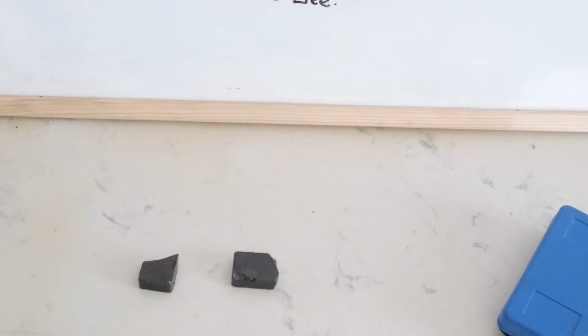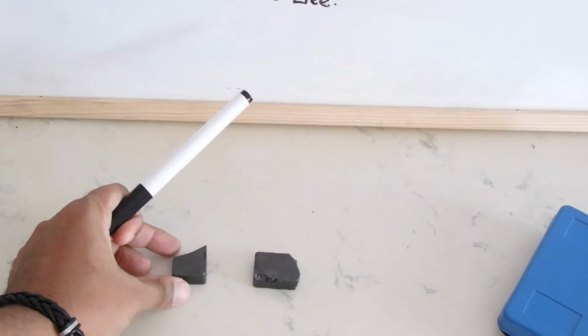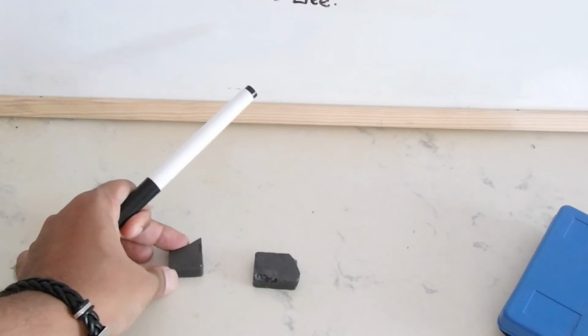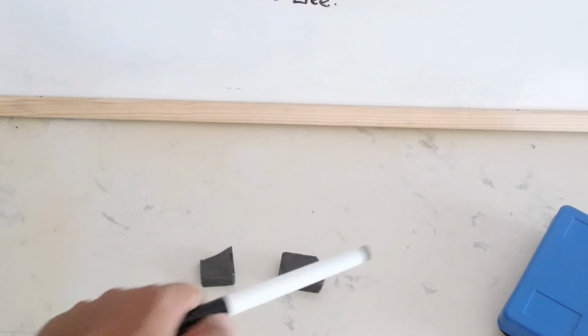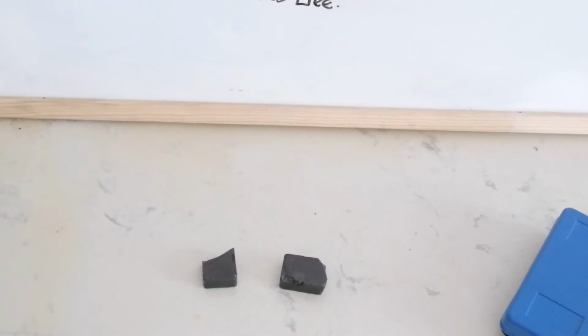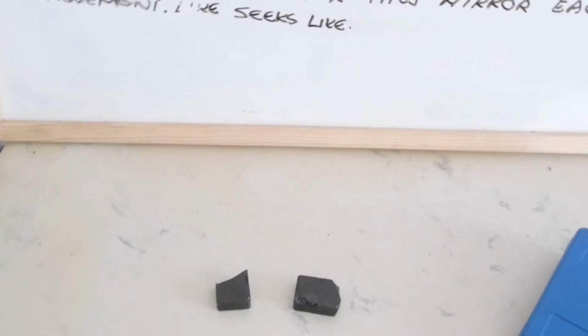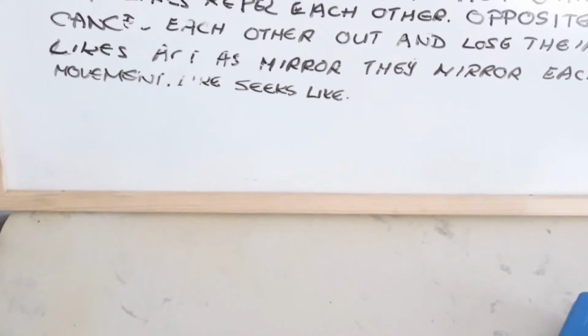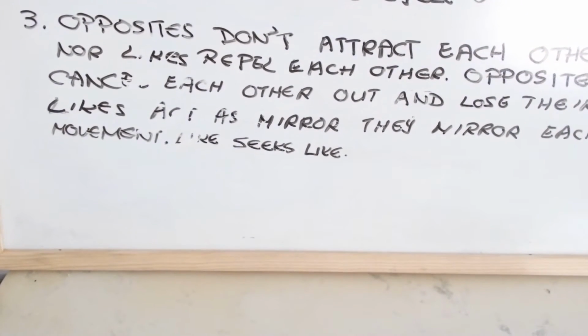So what's going on is that it's not repulsion. I would say that they act as mirrors. They reflect each other's movement. If this comes close and this moves a little bit, boom, this moves also. So it's like acting as a reflector. Now, I would like to say that like seeks like. Like conditions seek like conditions. This is something I think most physicists know about, because they know that like conditions seek like conditions.